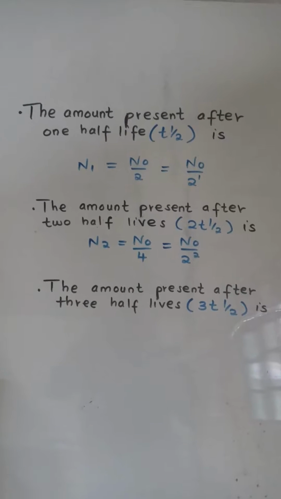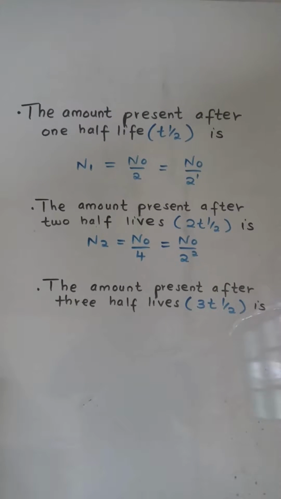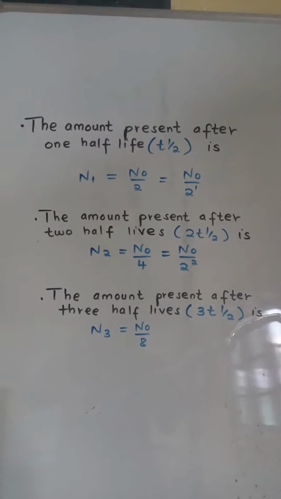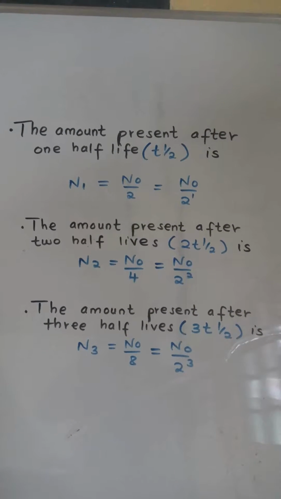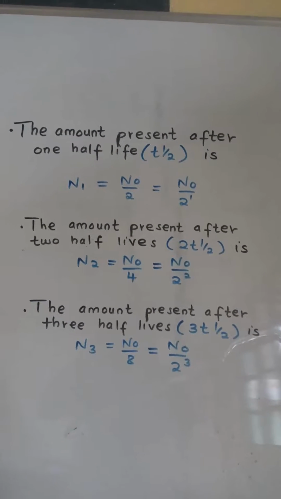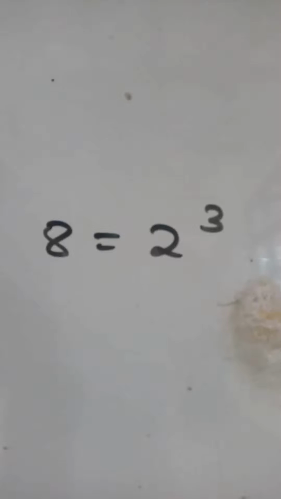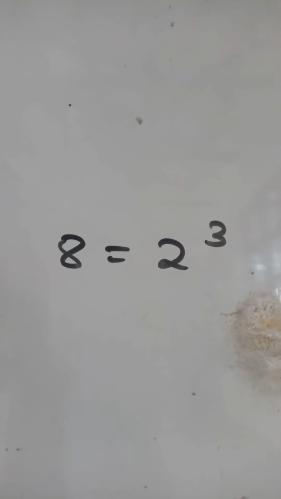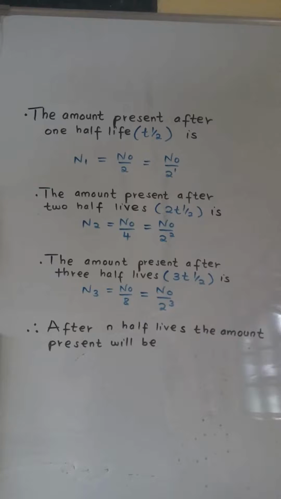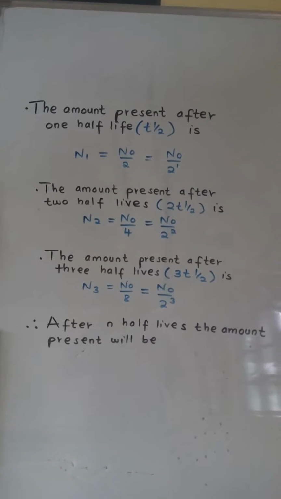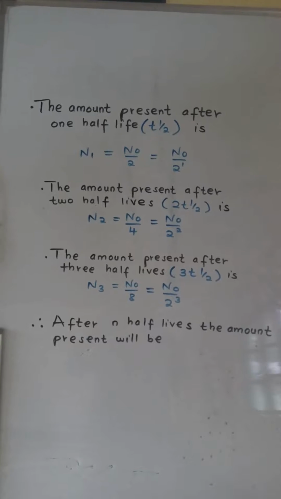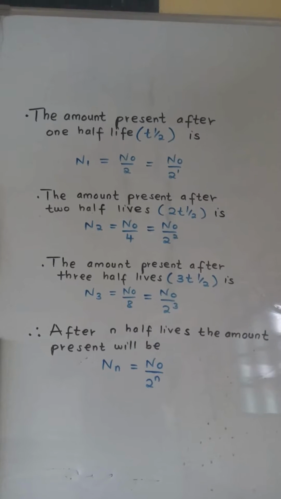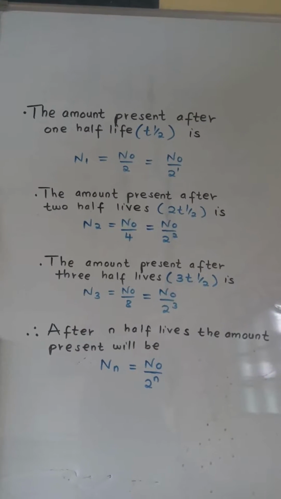The amount present after 3 half-lives is the original amount over 8, which is equal to the original amount over 2 raised to 3. This is because 8 is equal to 2 raised to 3. Therefore, after a known number of half-lives n, the amount present will be the original amount over 2 raised to n.